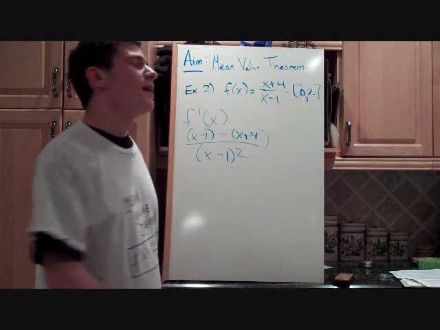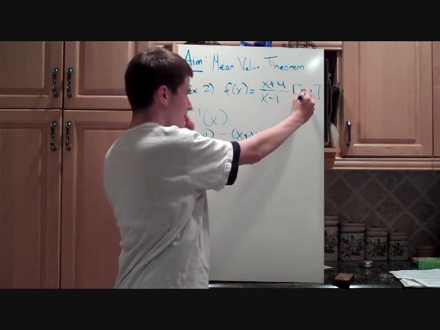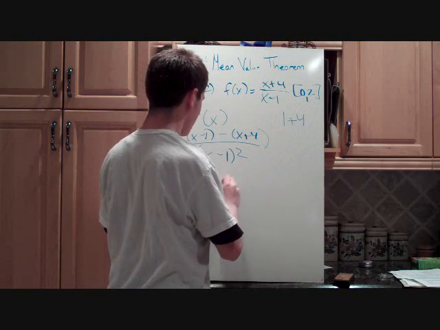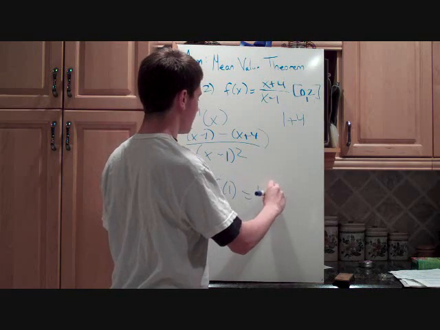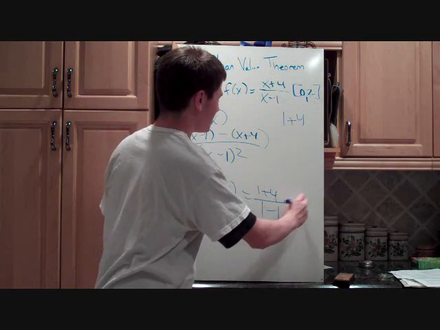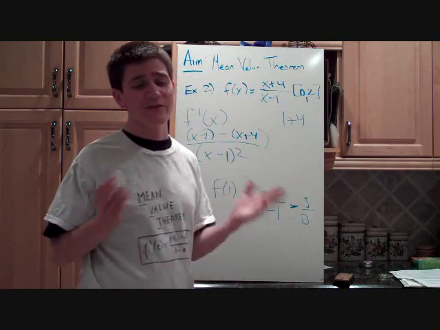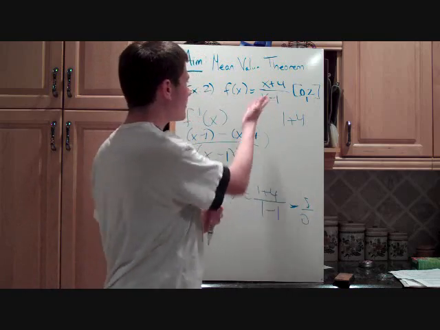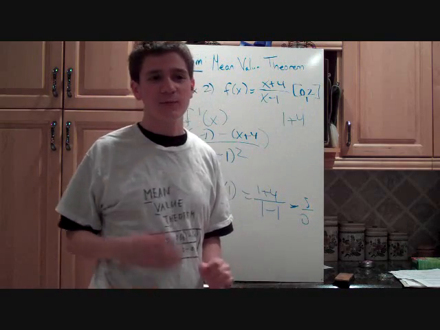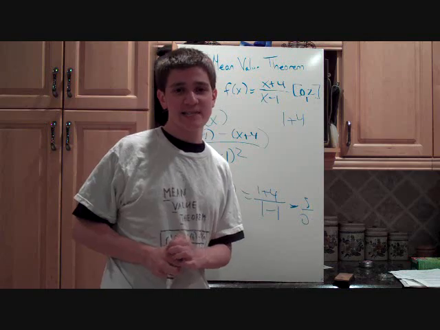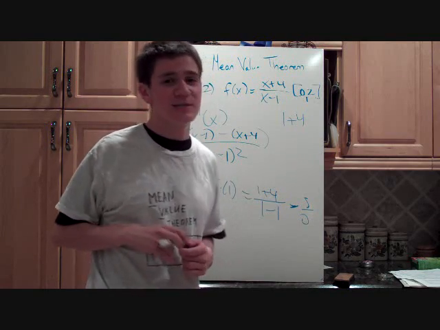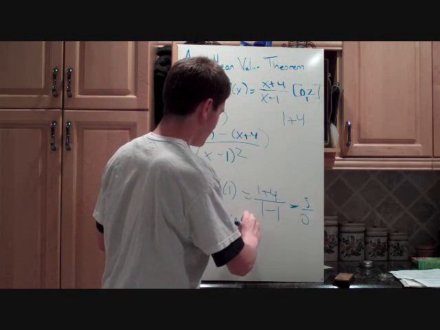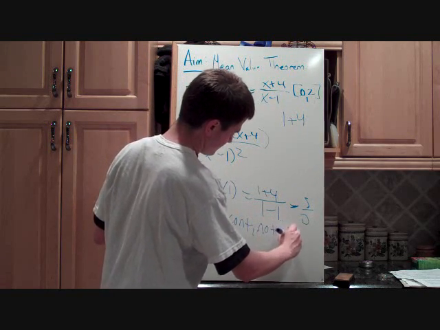Oh, I'm so silly. Okay, so 1 is on the given interval, and if we find f of 1, we're going to get 1 plus 4 over 1 minus 1, which is equal to 5 over 0, which means that our function is not continuous. Therefore, there is no c value for this graph between 0 and 2 at which the slope of the tangent line is equal to the slope of the secant line, and thus we cannot use the mean value theorem. Not continuous, not differentiable.